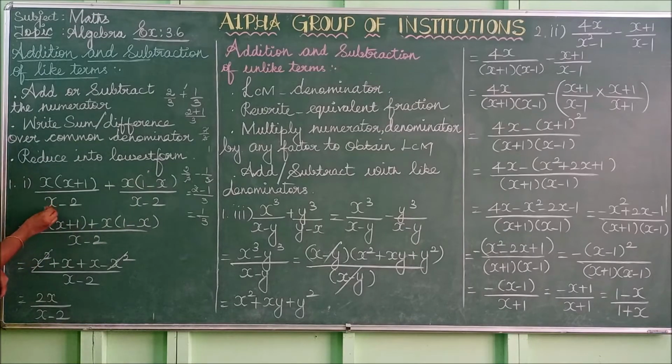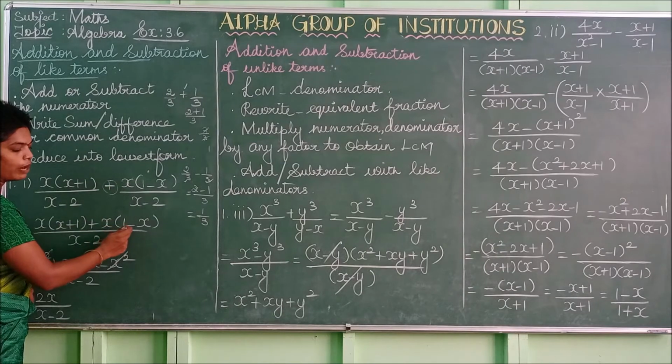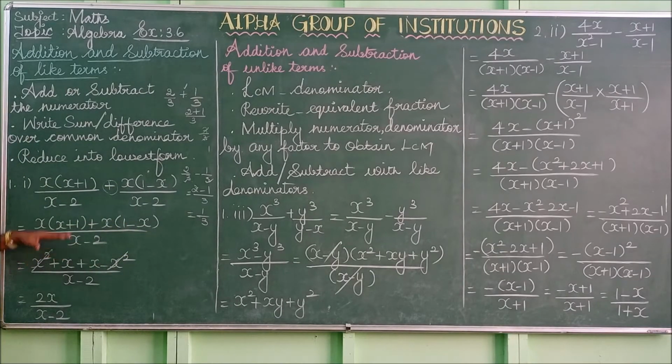Now look at the denominator value. Here x minus 2 and here also x minus 2, so you can take x minus 2 as common. Above, the operation is addition. So write the values: x into x plus 1, the operation is plus, then x into 1 minus x. First of all, you have to verify whether it is a common denominator or not. If it is a common denominator, you write it one time and take the values of the numerator. If the sign is plus, you put plus; if it is minus, you put minus.